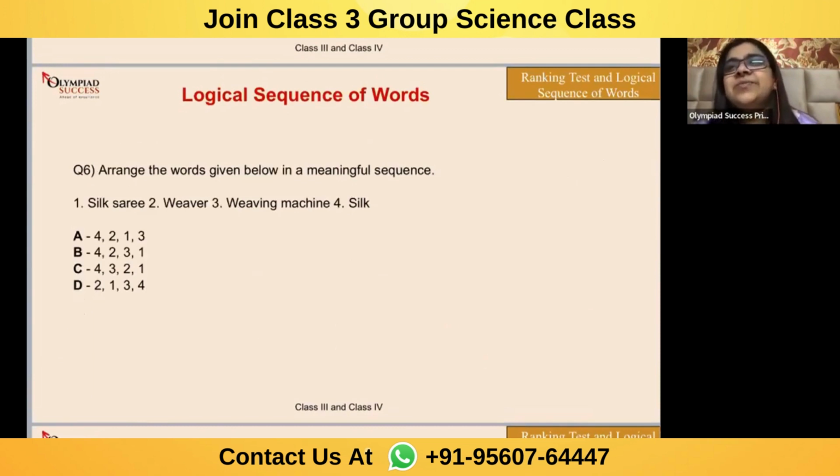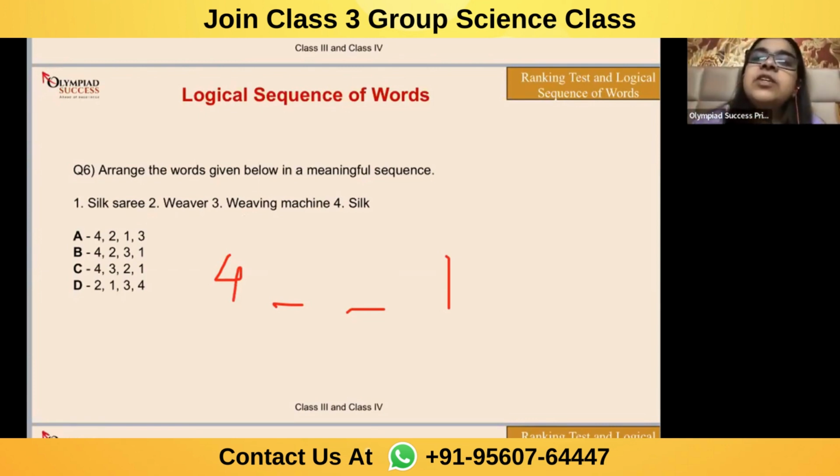This is a very nice one, very interesting and tricky. Do it a little quick, apply your brains. Okay, will we put it in the machine first or give it to the weaver first? Of course, we know that our answer starts with 4 because silk is the raw material with which we make a silk sari. So 4 and 1 are going to come at the two corners.